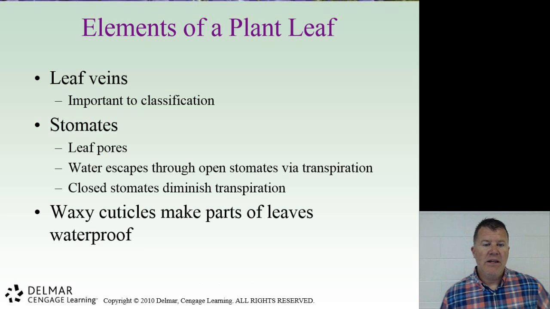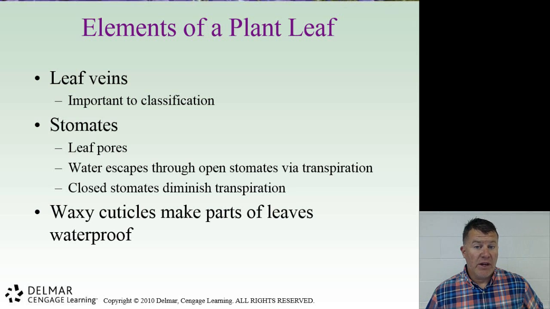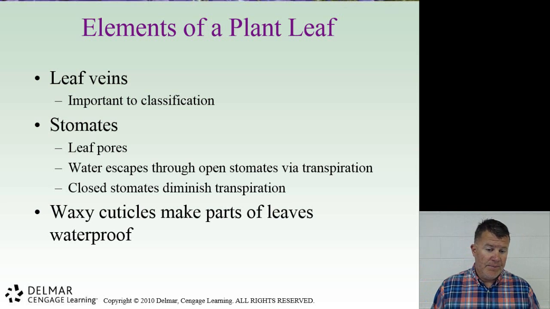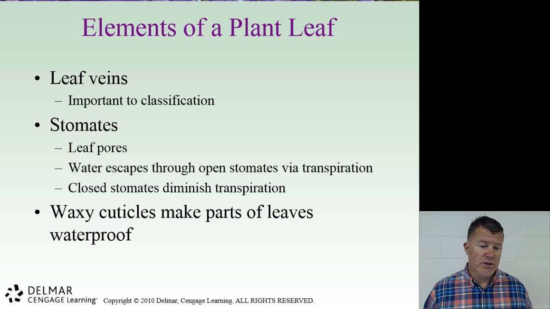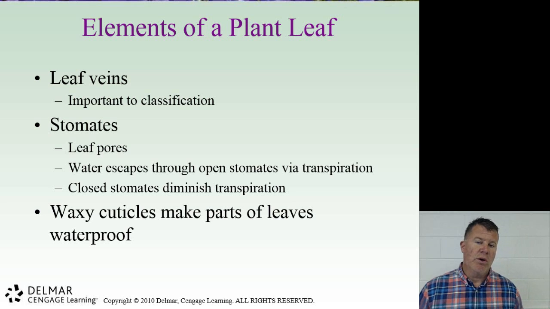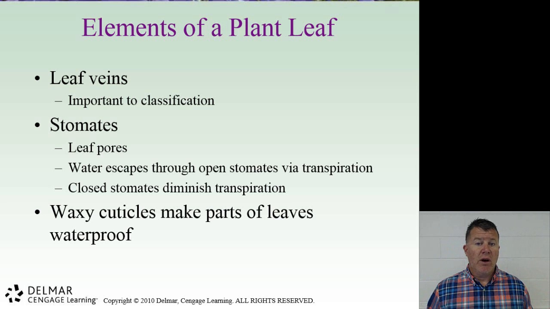All right, elements of the plant leaf. You have the leaf veins. They're important to the classification when identifying them. Then you have the stomates, the leaf pores. Water is going to escape through the stomates via transpiration. You have a lot of water loss happening like that, and you can also have this water loss during the winter. Plants can get thirsty during the winter just as much as they can in hot, dry weather, guys. Closed stomates are going to diminish the transpiration, so the plants can close and open those, and when they close them, they're trying to prevent losing water through transpiration. And then the waxy cuticles make parts of the leaves waterproof.